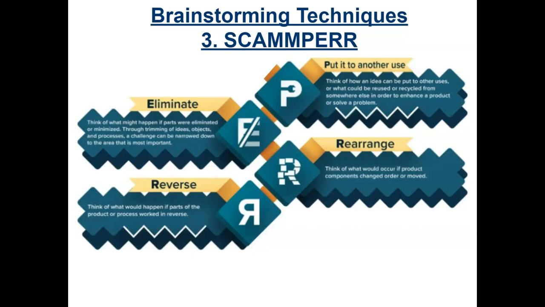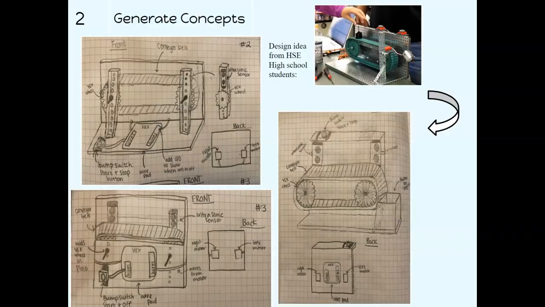Put it to another use. Can you take something that is not meant for your project and actually make that apply to your work? Eliminate, is there a lot of waste? Can you trim down on stuff? Can you get rid of materials? Rearrange is if you modify the order or move stuff around, and reverse is, what if you just flip that whole thing on its head and thought about that in reverse.